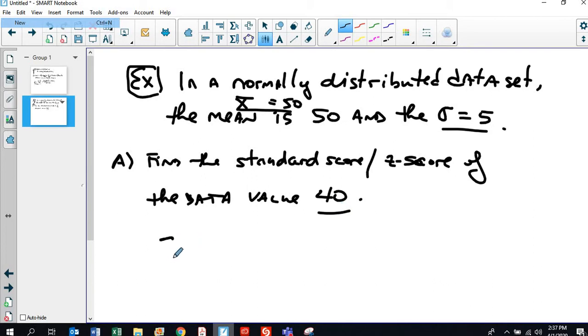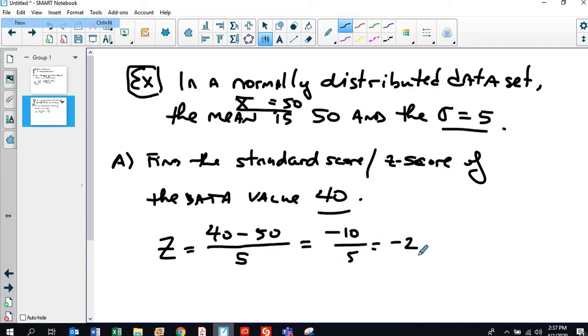How do I do that? Again, the formula is your data point 40 minus the mean 50, all over the standard deviation. So I get negative 10, the negative representing that I am less than, to the left of, the mean, over 5. And so I get a negative 2 as my z-score.